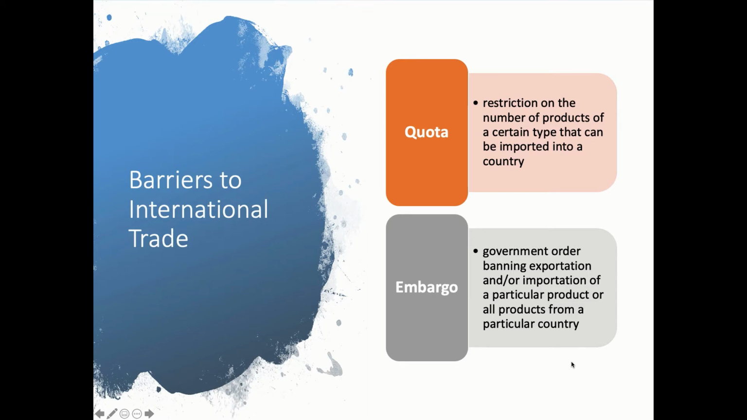And that's the reason why we have an embargo right under the term quota. You see what an embargo is. An embargo is a government order banning completely the importation of a particular product or an exportation to a particular country. In other words, you can think of an embargo as a quota of zero, right? A complete limitation rather than a numerical restriction. It's a quota of zero.